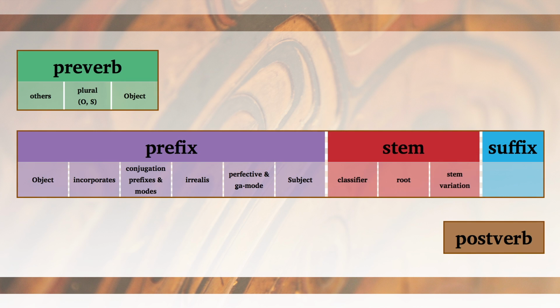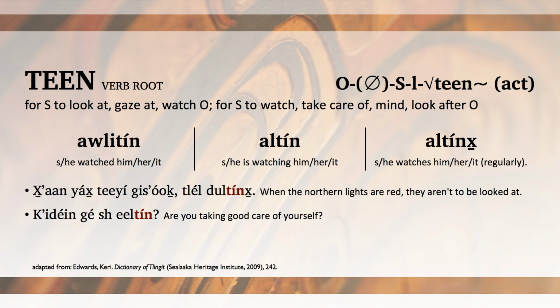In this lesson, we'll be looking at how objects and subjects function in Tlingit verbs, but in order to get to that discussion, we have to break down the verb itself, and part of that involves the preverb material. In the preverb, you have plural markers for both the object and subject third person, you have some object markers, and in the prefix, you have object markers, you also have subject markers, and in the stem, you have the classifier, the root, and stem variation. There are other components to the verb, which we will look at later, that occur both in the prefix and in the preverb. Let's shift our focus to an actual verb.